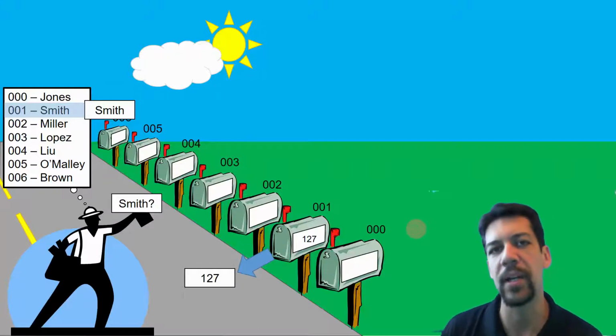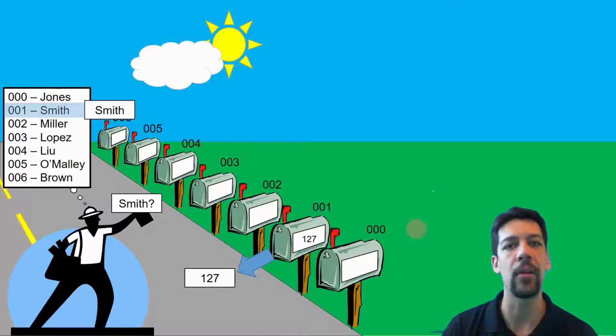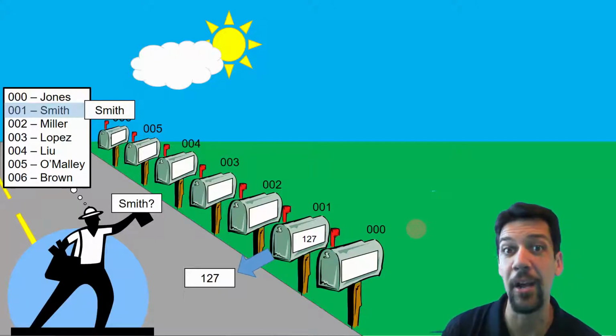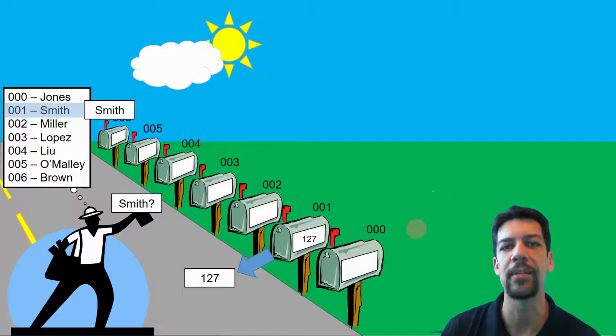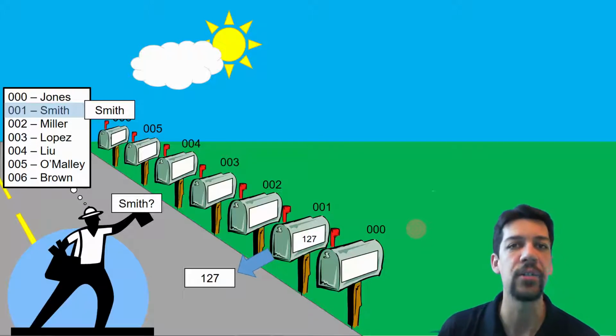Now this analogy breaks down because in a real mailbox, when we take a letter out of the mailbox, the letter is no longer in the mailbox. In this case, every time we access it, we're only copying it. Until we write a new value into that location in memory, it's going to stay the same no matter how many times we read it.